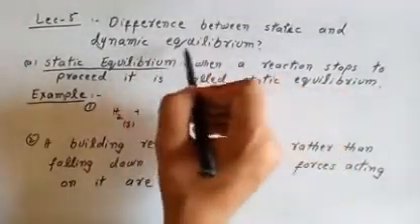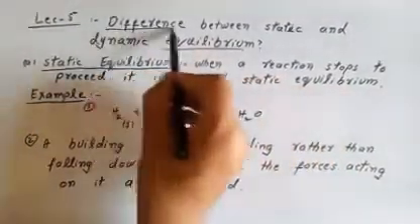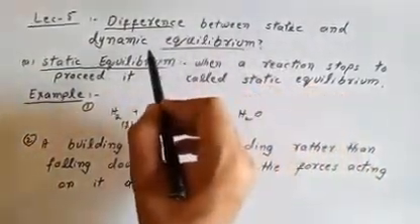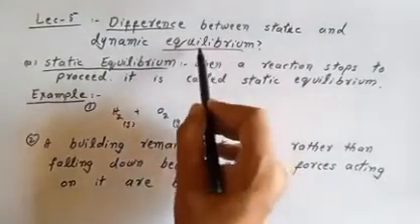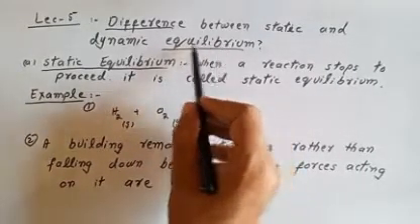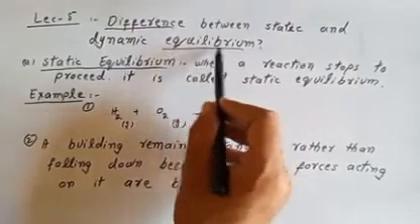Today we will discuss the difference between static and dynamic equilibrium. Static means anything that is stopped, and the word dynamic means anything that is going to change or that has variation. So firstly we are going to discuss static equilibrium.